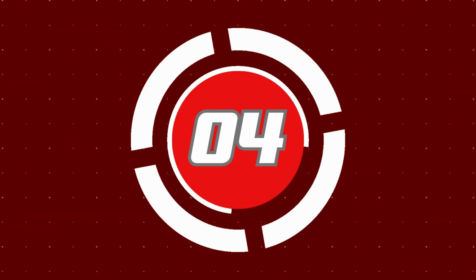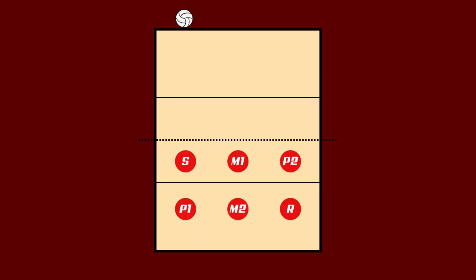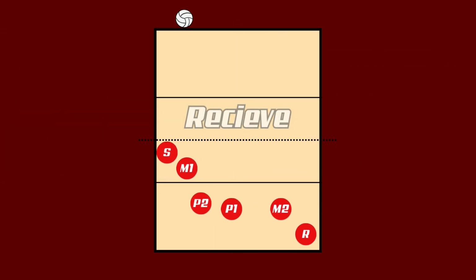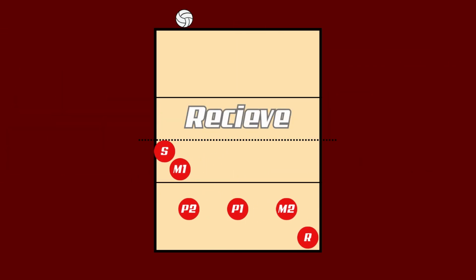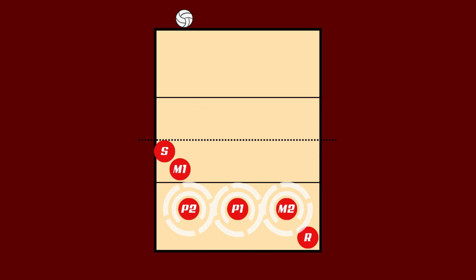Rotation 4. The setter has entered front row. Thus, M1 and P2 are our front row hitters. In order to have P2 pass and effectively hit out of the left side, maintaining their restrictions, all players will shift to the left side of the court. As for the back row, all players will maintain their order and shift to the right of the court. Since right side is not required to pass, they will step back to stay behind P2 in rotation.